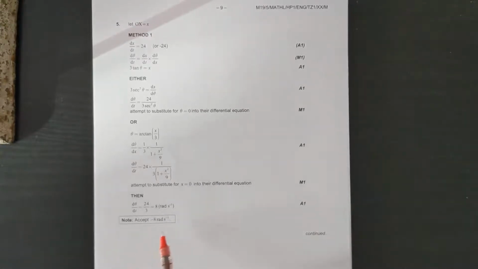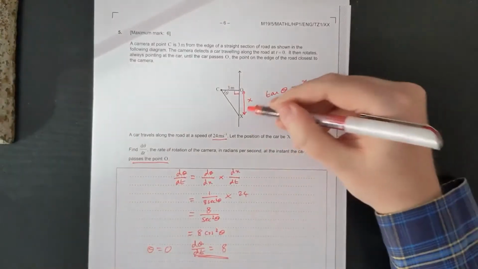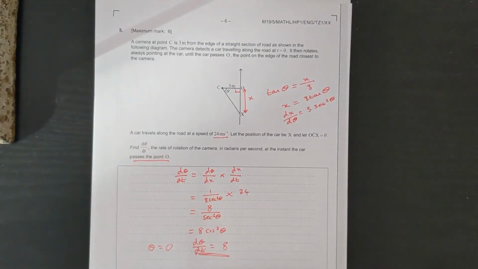Note that they're accepting minus 8 radians per second because you could choose to define the positive direction as either x towards O or O towards x in the question. I chose, in this case, to choose the positive direction as x towards O. So, another 6 marks sorted.